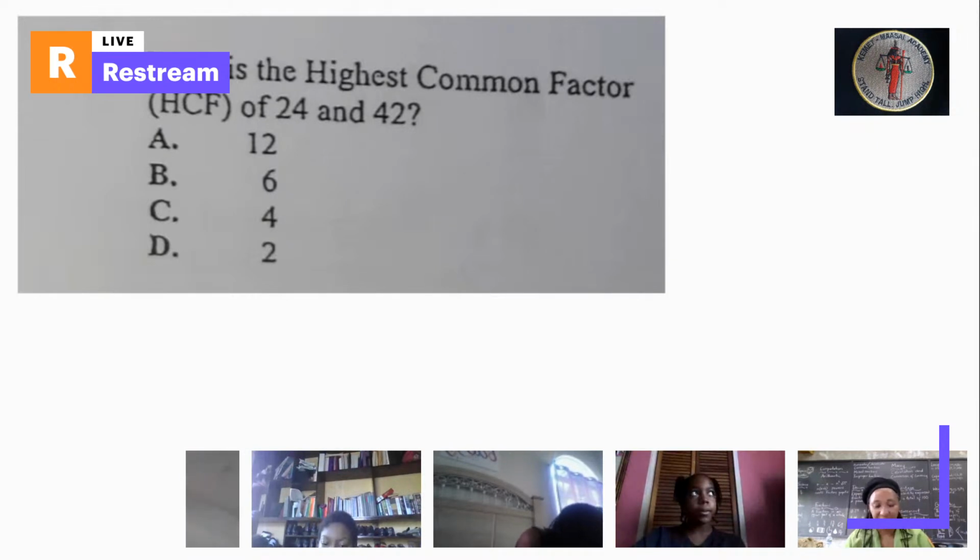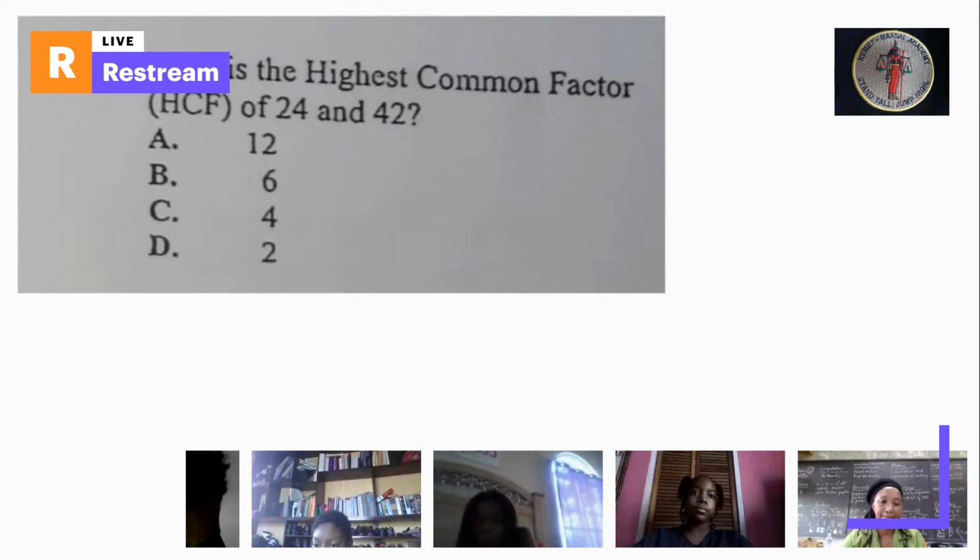So you said 12, Jaden. I'm asking if 12 can divide into 42 without leaving a remainder. Miss, no. All right, so which one is the highest common factor then? Miss, 6. All right, that is correct. So 6 can go into 24 and 6 can go into 42, and it's the highest number, at least given here, that can go into them.